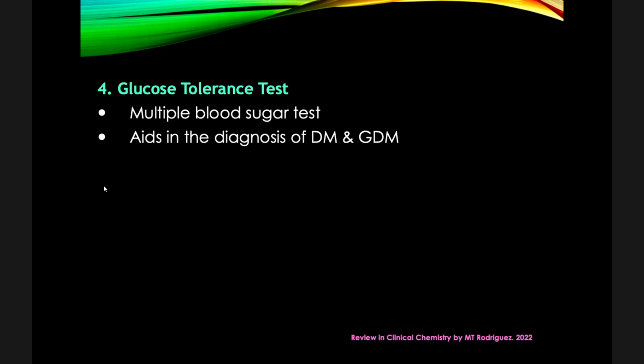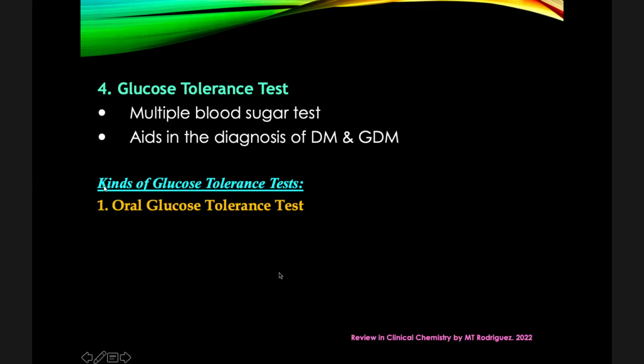It is important for diagnosis of DM, GDM, sinabi ko yun kanina, gestational diabetes mellitus, and please add another one. The glucose tolerance test is also important in the diagnosis of impaired glucose. We have patients, so many individuals with impaired glucose. Write it, please. Also for the diagnosis of impaired glucose. What are the kinds of GTT? The most common is the oral glucose tolerance test.